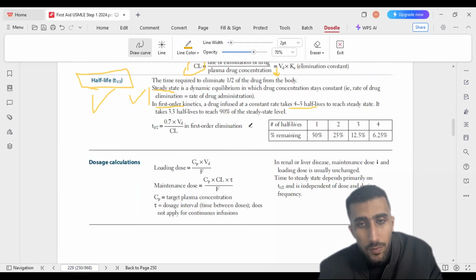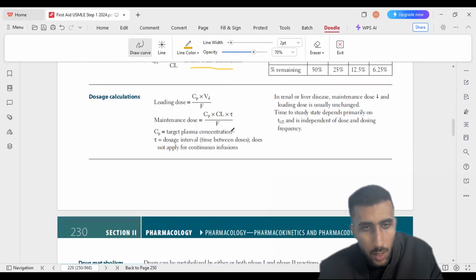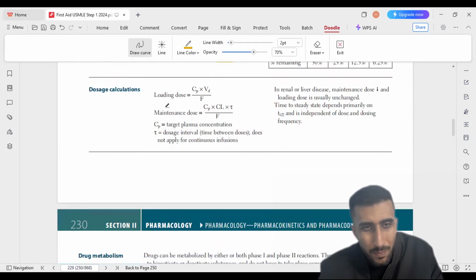It takes 4 to 5 half-lives to reach a steady state, and to reach 90%, it will take 3.3 half-lives. Memorize these numbers very well. So 4 to 5 half-lives to reach a steady state, 3.3 half-lives to reach 90% of the steady state. So this is the T half. This is the equation: 0.7 times volume of distribution divided by the clearance. But this is for first order elimination. And those are calculations. So this is the idea for steady states.